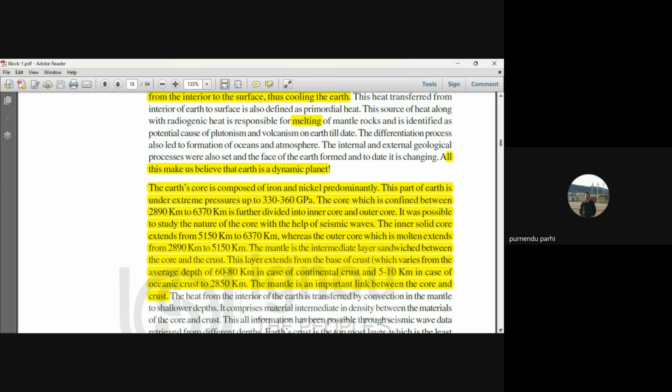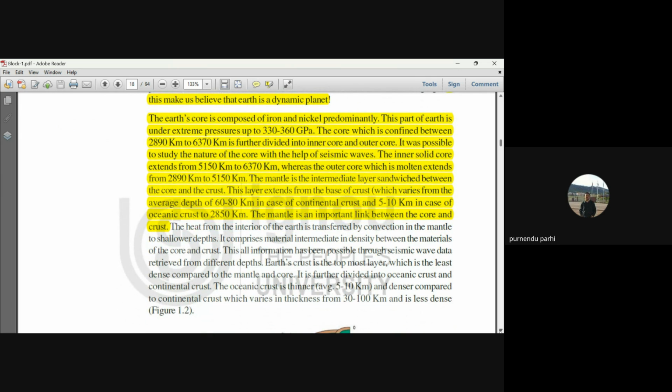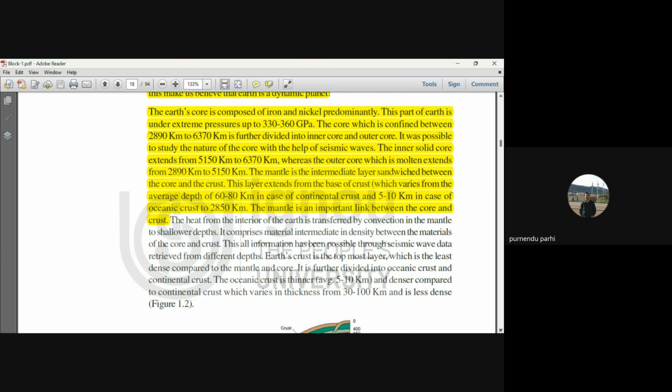The heat from the interior of the earth is transferred by convection in the mantle to shallow depth. It comprises materials intermediate in density between the materials of the core and crust. All this information has been possible through seismic wave data retrieved from different depths. Earth's crust is the topmost layer, which is the least dense compared to the mantle and core. It is further divided into oceanic crust and continental crust.